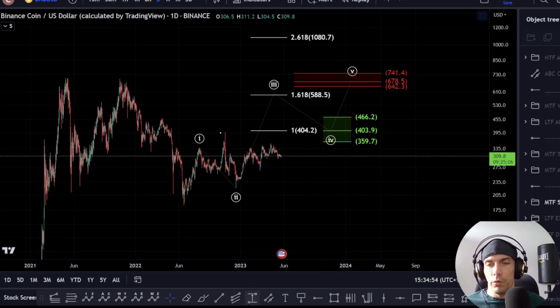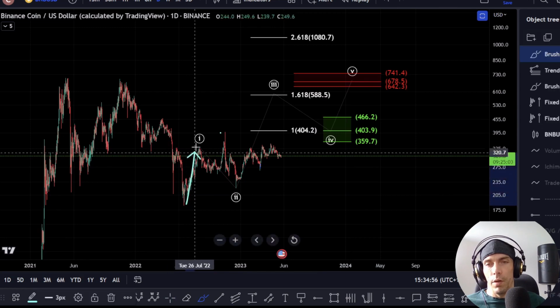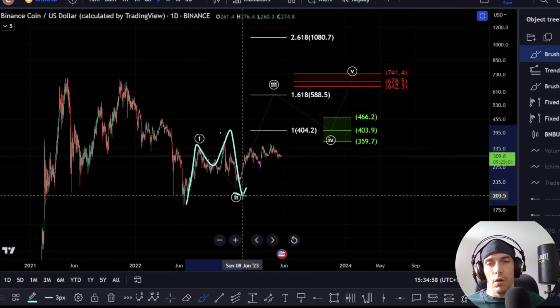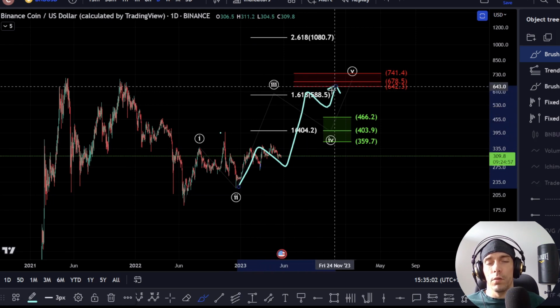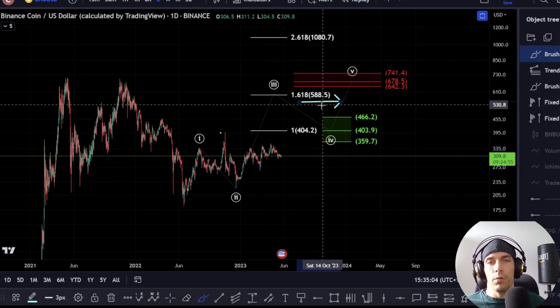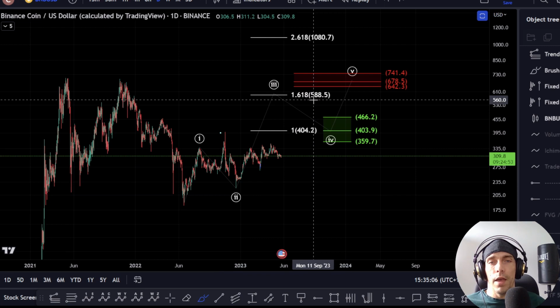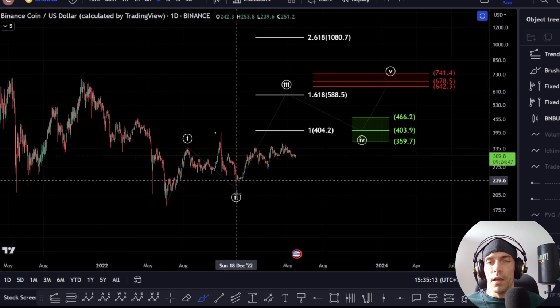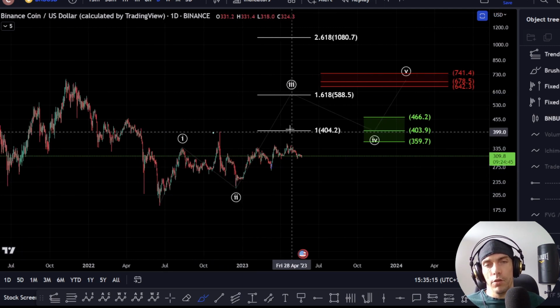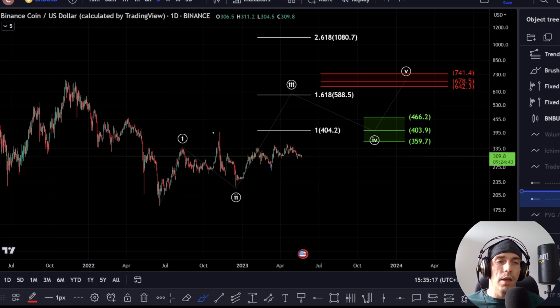So from the initial count here, we would have to treat this as a wave 1, as a diagonal. This is a complex wave 2, and then what we'd be looking for is basically this move starting to push to the upside here for third wave towards a zone of this 588.5. Now, if this is the case, what we'd be looking for is this third wave to develop in 5 waves. Now, we can see that we do have some structure here which we could potentially look at as impulsive.